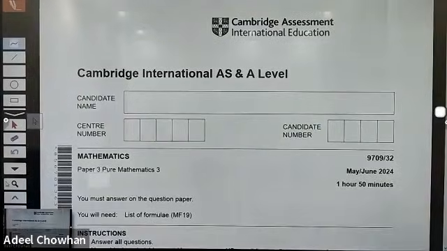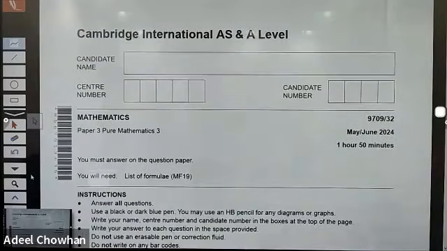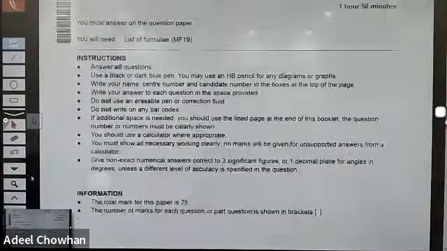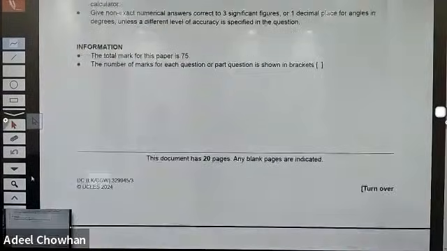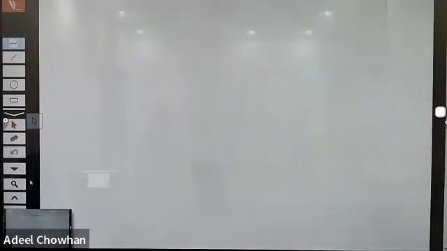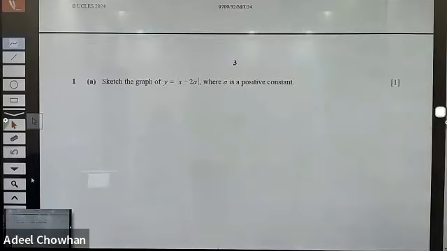This is the last paper of this 2024 9709/32 May June. Total timing for this paper is 1 hour 50 minutes, and the total marks of this paper is 75. These are the instructions given in the beginning of that paper. And now we are going to start question number 1.